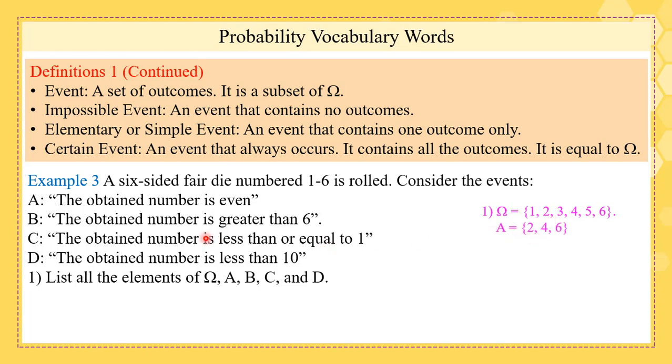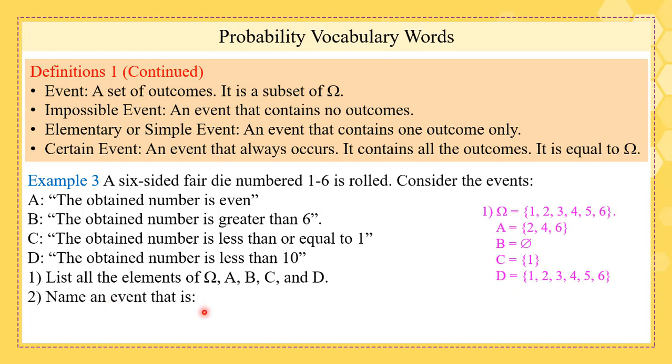This is A. B, the obtained number is greater than 6. In this case, it's going to be the empty set. C, the obtained number is less than or equal to 1, so it would be the singleton 1. And D, the obtained number is less than 10, so it would be all numbers from 1 to 6.